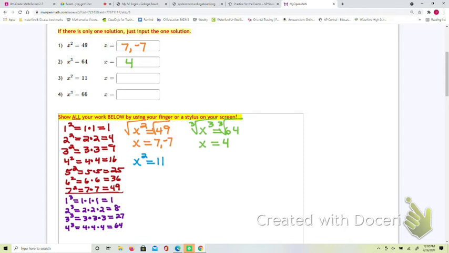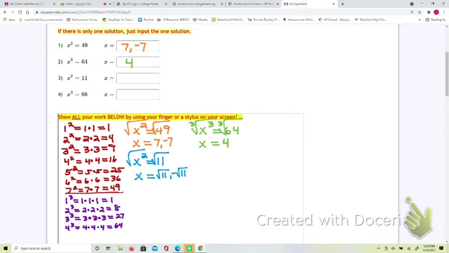Okay, so to undo a squared, we do the square root, right? So square root, square root. When you square root the x squared, it cancels and it's just x. And because it's a square root, it's going to be square root 11 and negative square root 11.